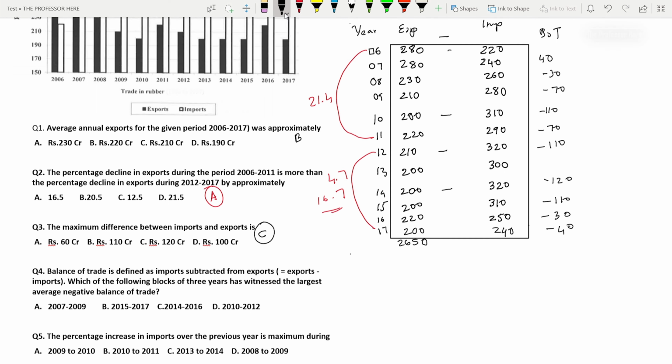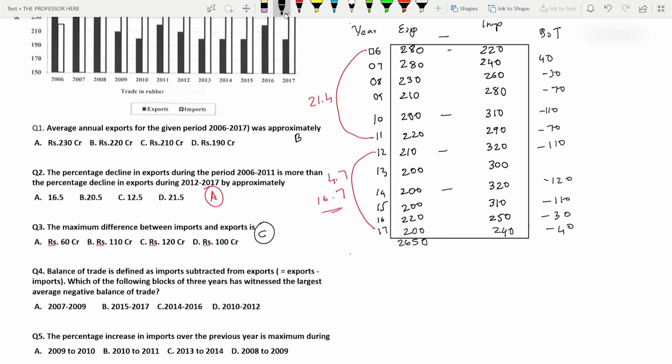Now we have found the balance of trade, that is export minus import, for each year. You must have noticed that in the question it is given as 3 year blocks and you are asked to find the average. We don't have to find the average because all of these are 3 year blocks and all of them will be divided by 3. You will get the same answer.